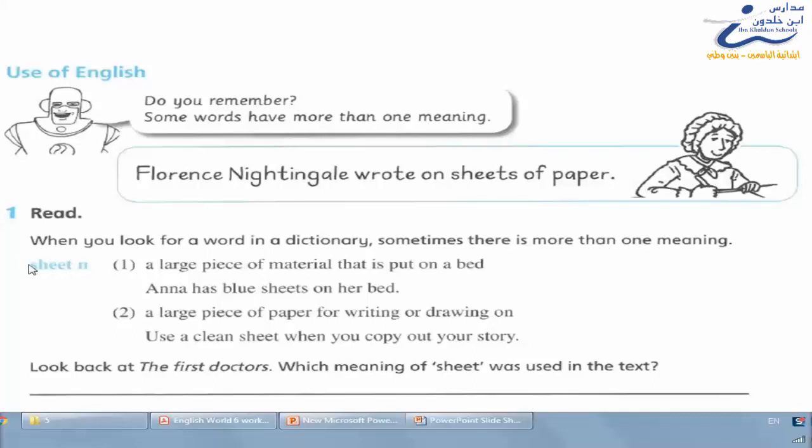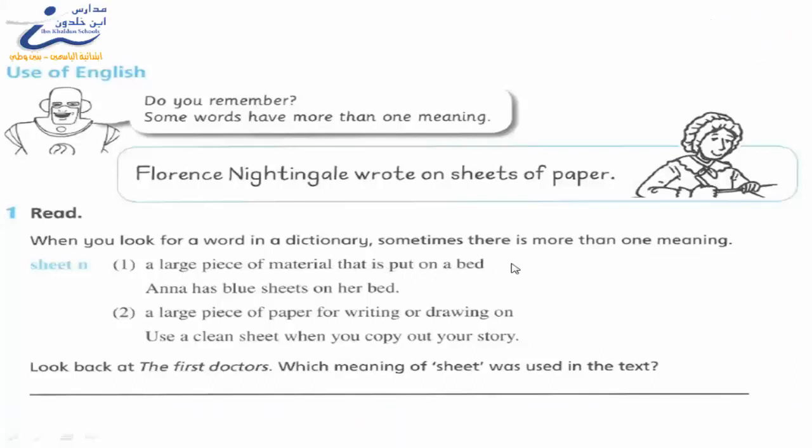The word sheet, for example, is a noun. Number 1, a large piece of material that's put on a bed. So the word sheet may have this meaning. Look at the picture. This is a sheet. Please pay attention, it's not the bed, it's the material which you put on the bed. Anna has blue sheets on her bed.